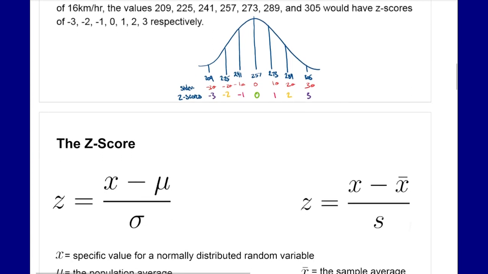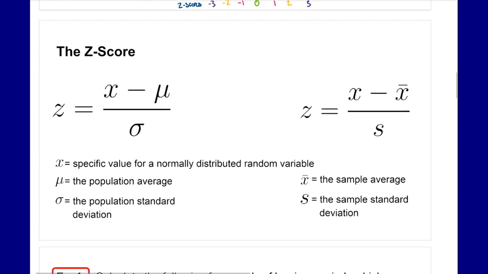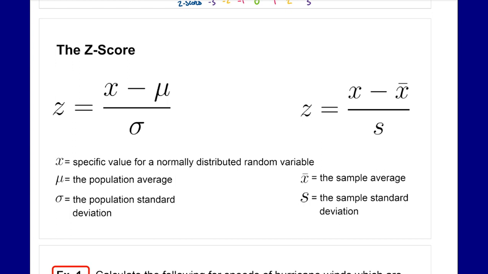To calculate Z-scores, there are two different formulas that we could use, depending on what we're looking at. You might recognize some of these symbols. We have mu for the mean, x bar for the mean as well, sigma for standard deviation, and s for sample standard deviation. Essentially, these are just two different versions: one if we're looking at the population, and the other if we're looking at a sample. The process is still the same, it's just a changing of the variables depending on what we're looking at.